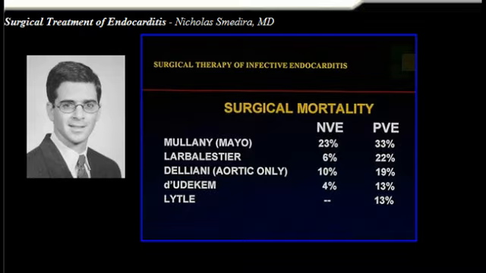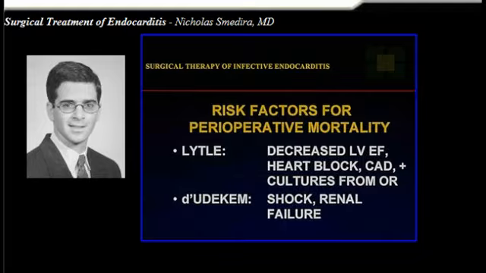And you can see prosthetic valve endocarditis is generally found to be a risk factor for perioperative mortality when compared to native valve. What are some of the risk factors? In Lytle's work, again, prosthetic valve endocarditis only patients, and this is a multivariate analysis, decreased left ventricular ejection fraction pre-op, the presence of heart block, which usually reflects an invasive type of infection, coronary artery disease, and positive cultures from the aorta. Again, an active infection were risk factors.